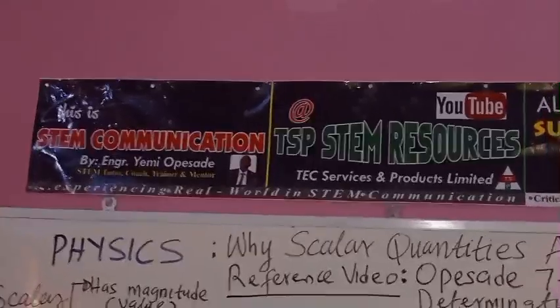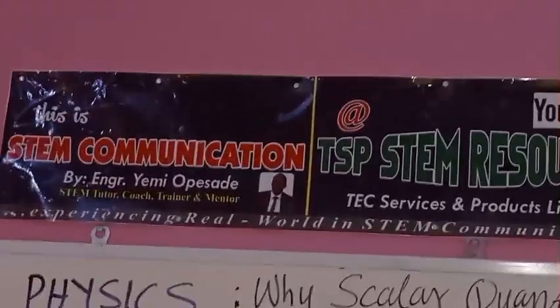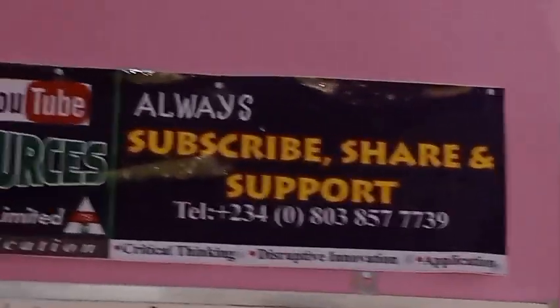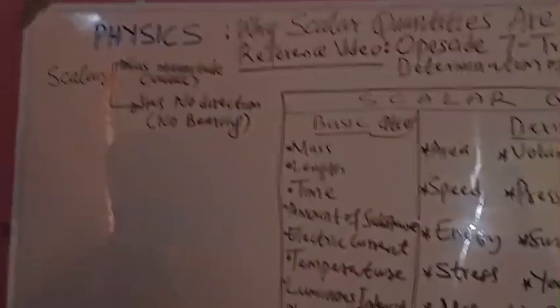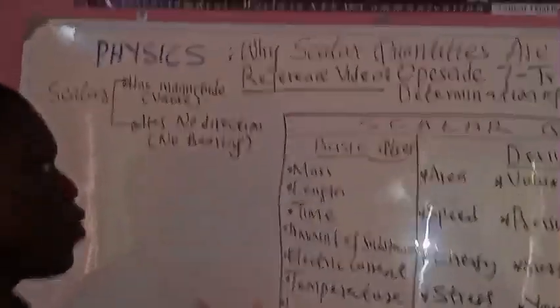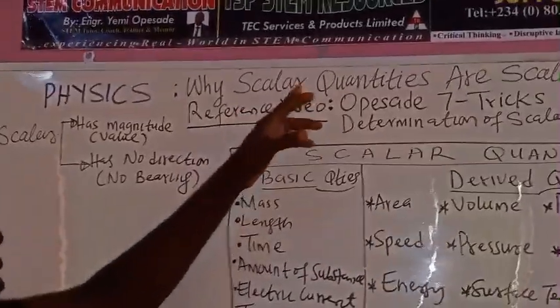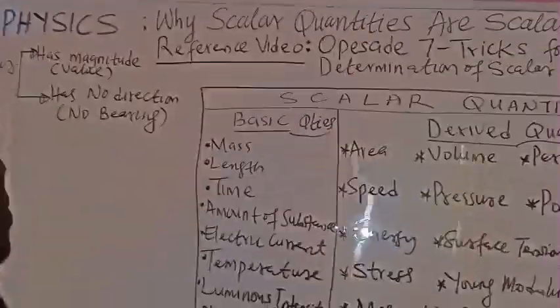This is another STEM communication class, and today we shall be looking at an important aspect of the foundation to science, physics in particular, and it has to do with some quantities called scalar and vector quantities. Now, there's a question we need to ask ourselves: why are scalar quantities scalars, and why are vector quantities vectors? Today, we shall be looking at why scalar quantities are scalars.